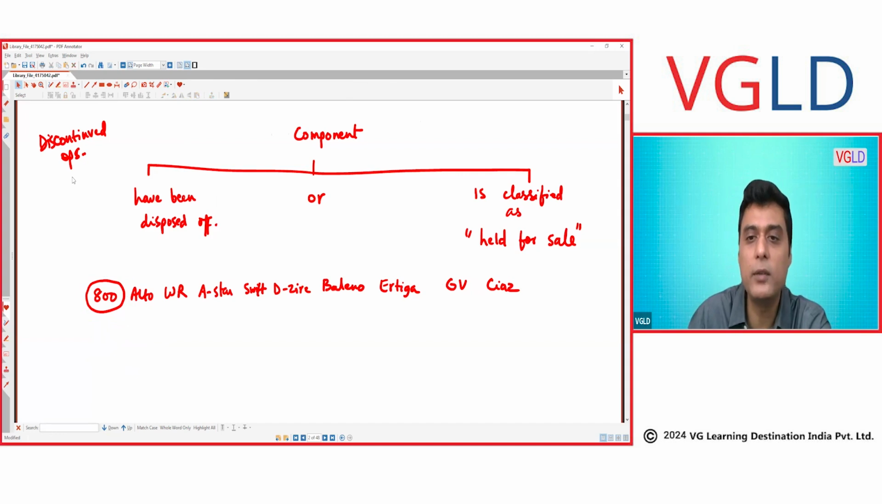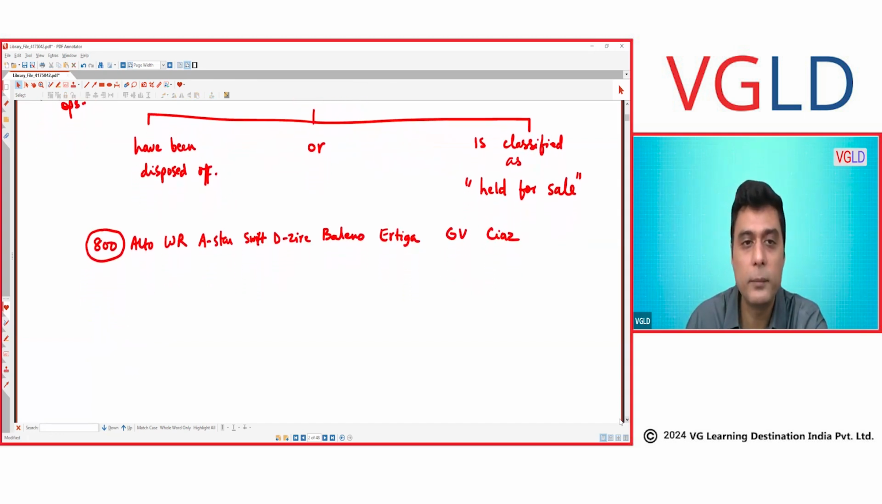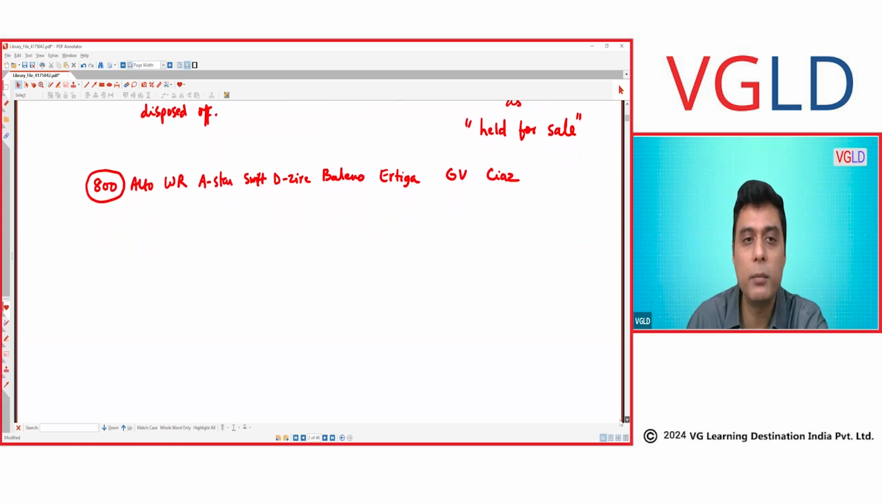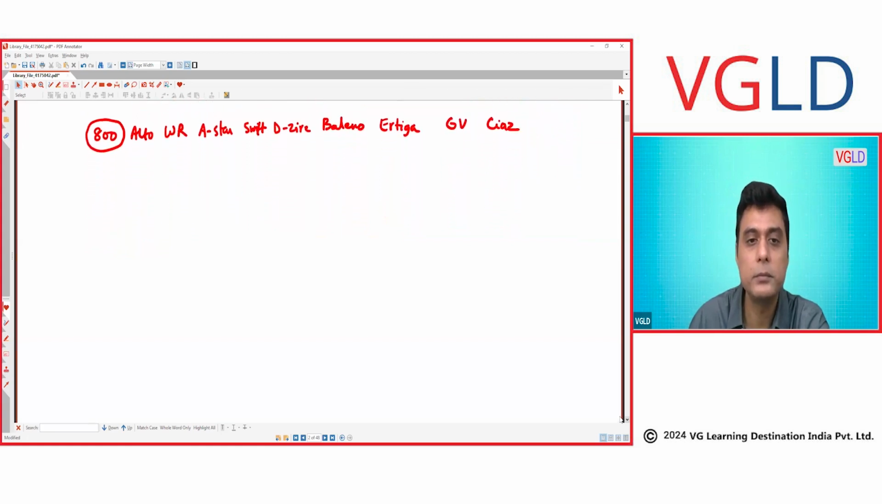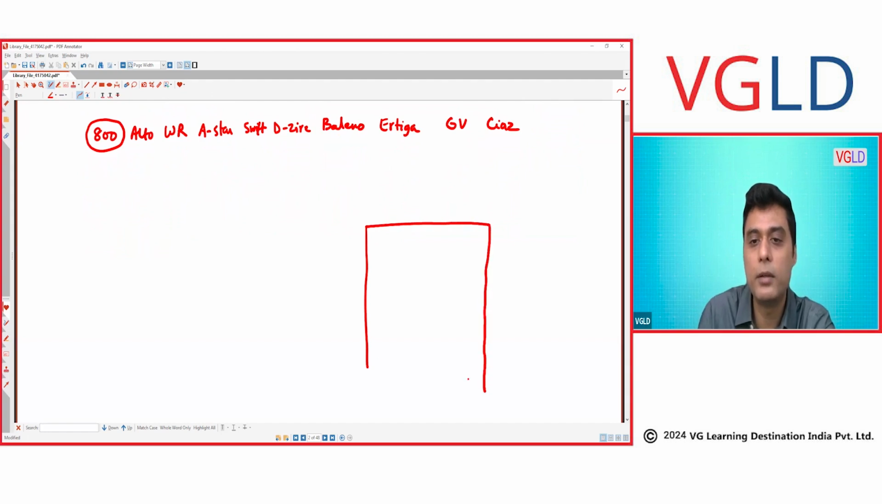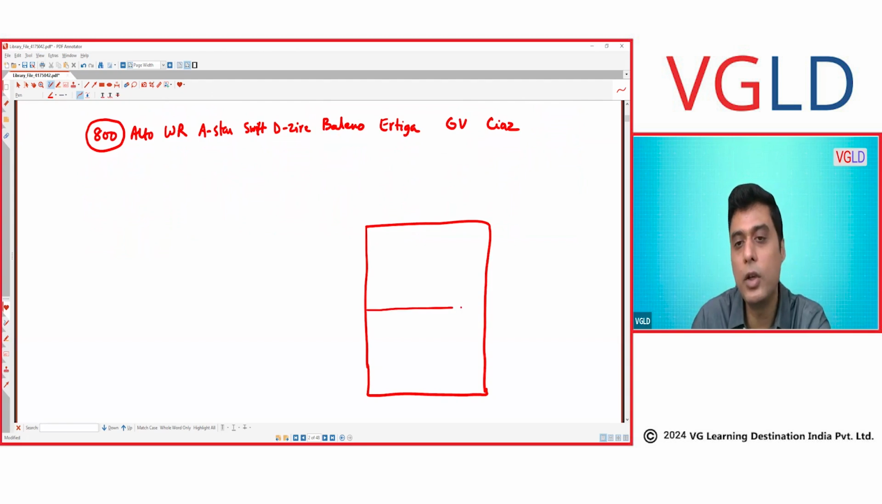Now, what does it mean? It will come under discontinued operations. What it means is that in the income statement, we have the continuing operations, which we have already discussed. We have the discontinued operations, which we are discussing now.